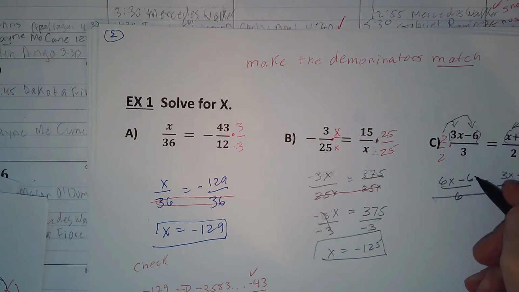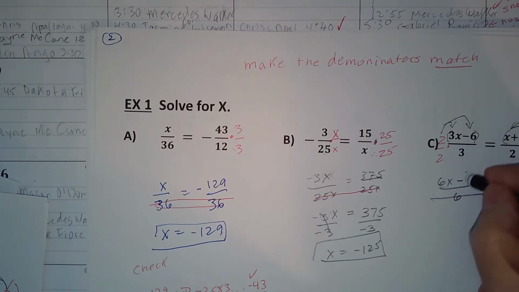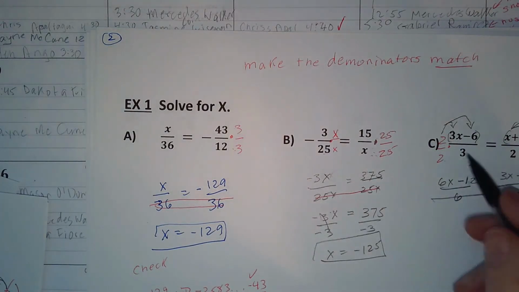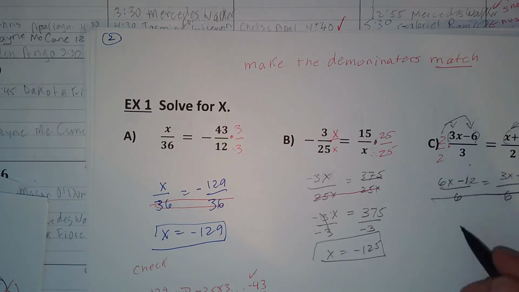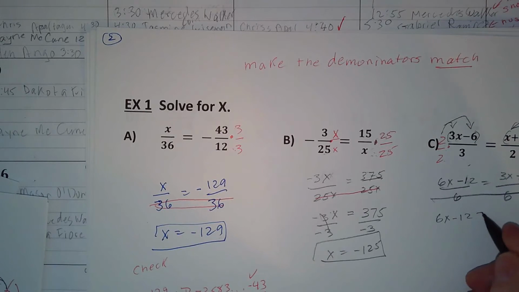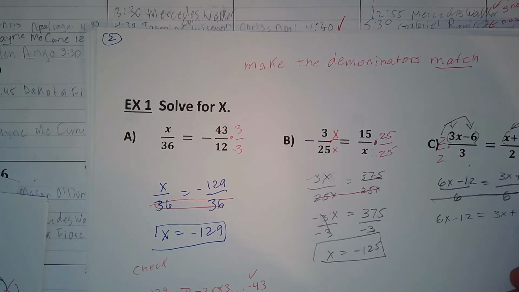2 times negative 6, by the way, is negative 12. So let's fix that. Negative 12. Okay. Everything else is the same. 2 times 3x is 6x. Okay. So I'm left with 6x minus 12 equals 3x plus 18.